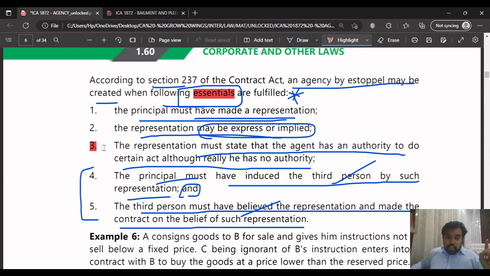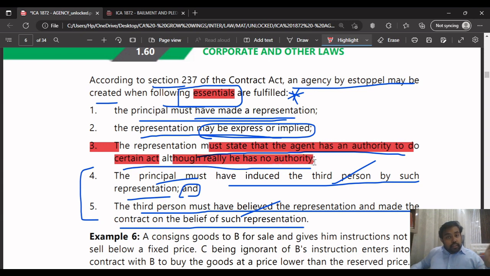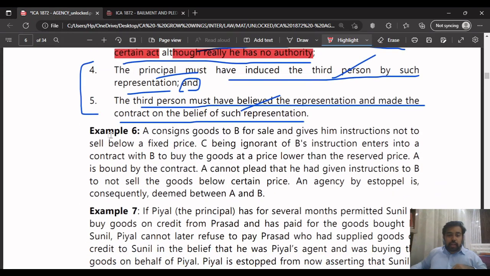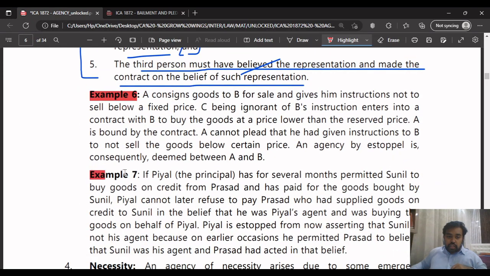This third essential is very, very important because here they have told it properly. What is agency by estoppel? In this sentence they say the representation must state that the agent has the authority to do a certain act, although he really has no authority. He has no authority, but he has done the act. The representation must state that he has the authority. Keep this in mind. Let's discuss examples 6 and 7 now.